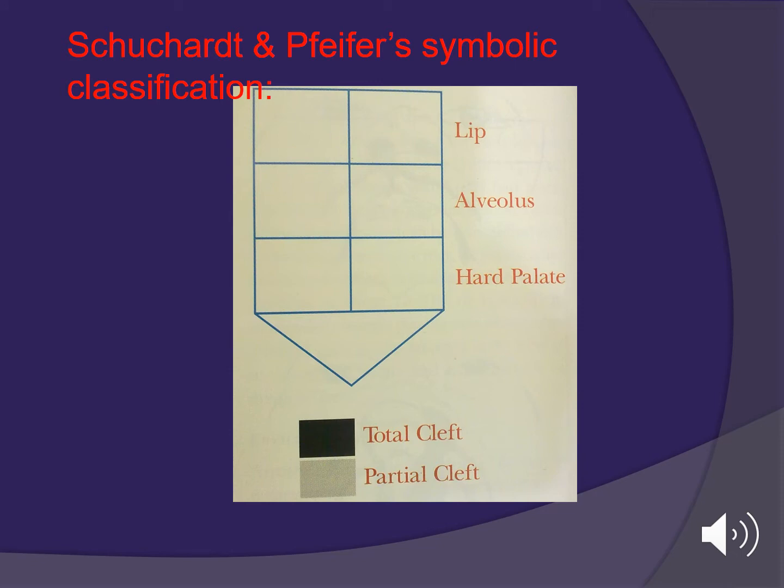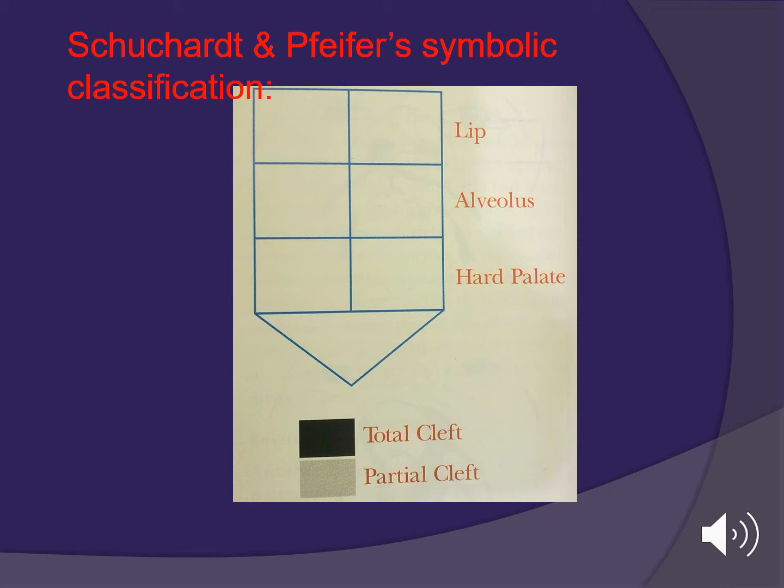The next one is, I'm not sure how to pronounce it, the Schuchardt and Pfeifer symbolic classification. In this classification, they make use of a chart made of a vertical block of three pairs of rectangles with an inverted triangle at the bottom. The inverted triangle represents the soft palate, while the rectangles represent the lip, alveolus, and the hard palate as we go down. Areas affected by cleft are shaded on the chart.